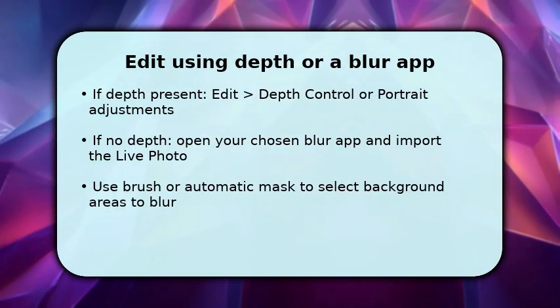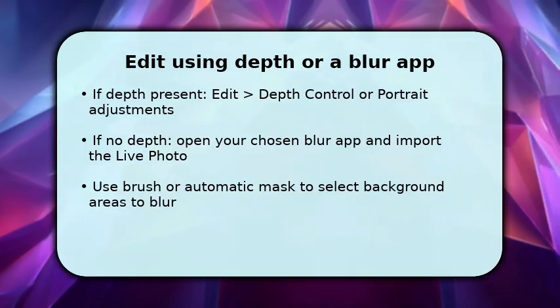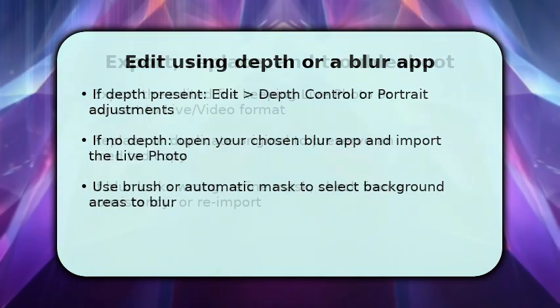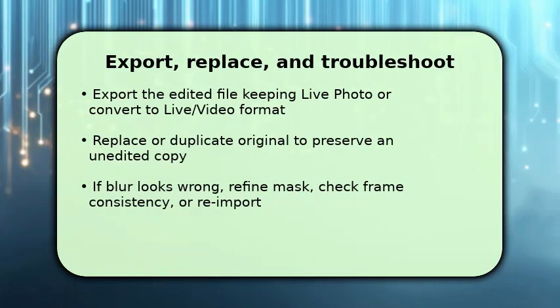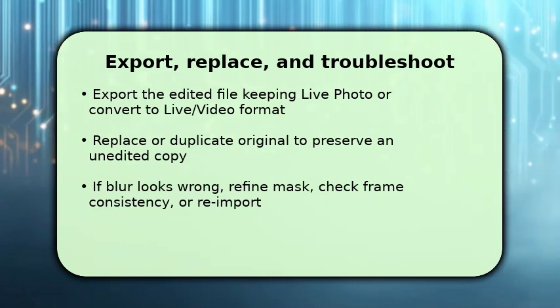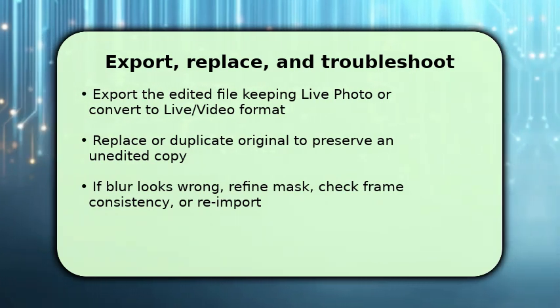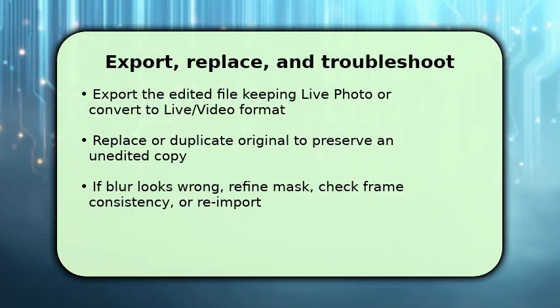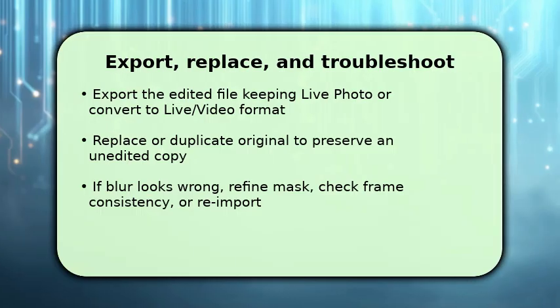Make sure to preview motion, play the live photo, so blur stays consistent across frames before exporting. Finish by exporting. If the app can save back as a live photo, choose that. Otherwise, export as a short video or live photo equivalent and save to Photos. Replace the original only after confirming the motion and blur look right, so you keep an untouched backup.